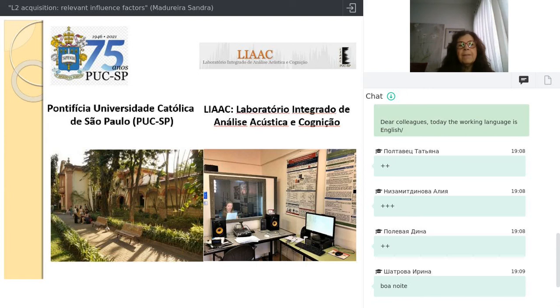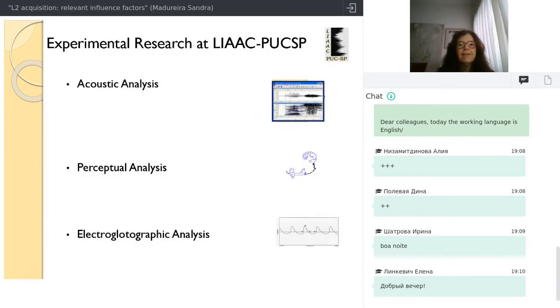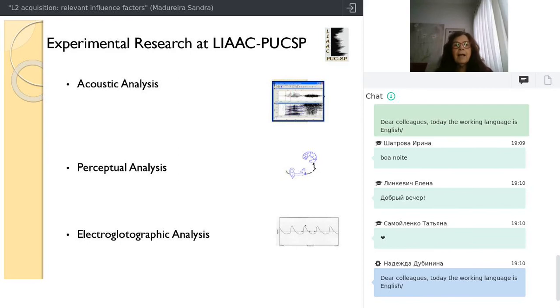We also, this is a view of our university, a picture, right, of the university. And then the other picture is our lab. It's a phonetics lab. All right. Okay, then, before I start, I will talk about the lines of research we do at the phonetics lab.